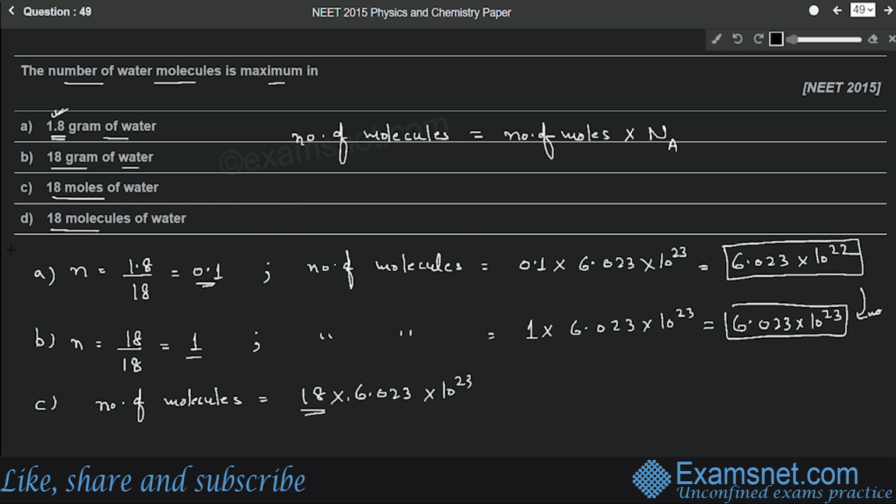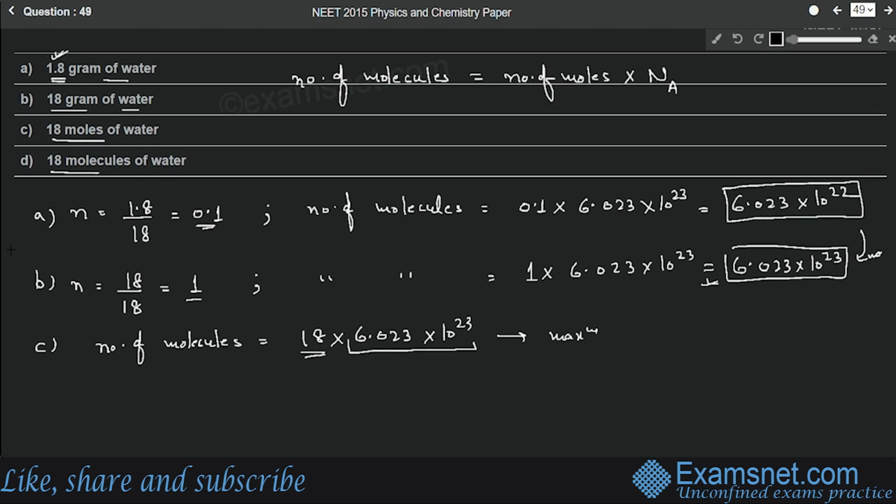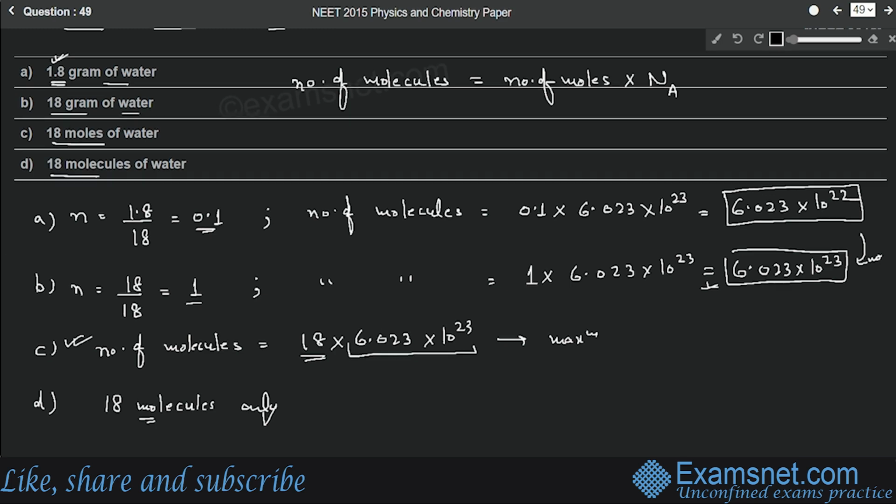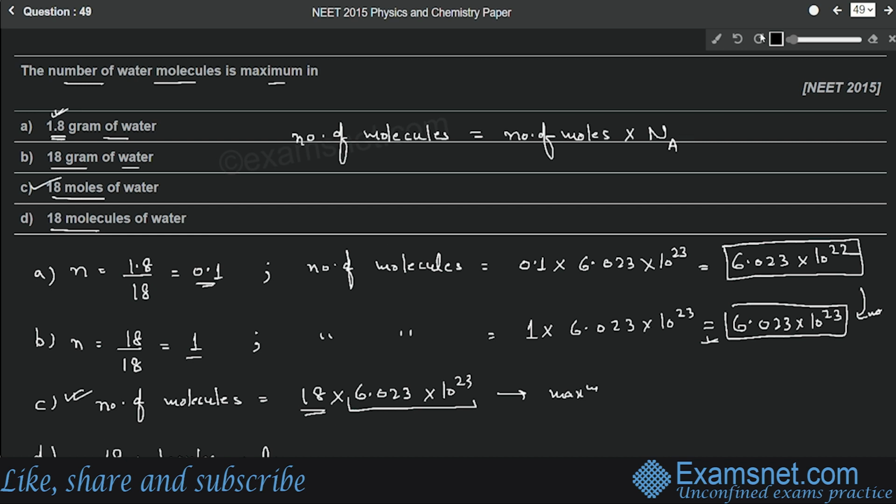So this is 18 times the Avogadro number. That means it is 18 times that of the second one. Okay. So till now the second one had the maximum number of molecules, but now the third one has the maximum number of molecules because it is 18 times the second one. Now the last one, it is already given that it has only 18 molecules. 18 molecules only, which is very less as compared to the third one. So the third one, that means option number C, will have the maximum number of molecules of water. So option C is the correct answer.